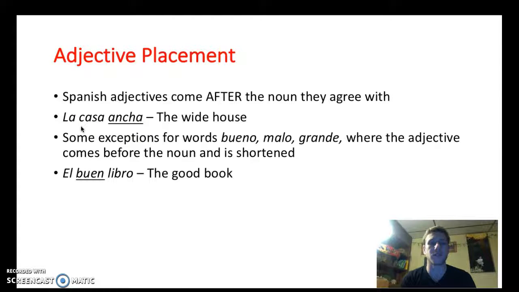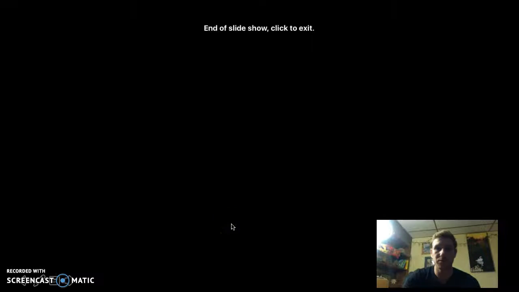exceptions to this. For example, for words such as bueno, malo, and grande, where the adjective comes before the noun and is shortened. So a quick example is el buen libro, the good book. Now, guys, you could also say el libro bueno, but this isn't very commonly used. So the general rule of thumb is for bueno, malo, grande, and a few others, we shorten the adjective and place it in front of the noun.